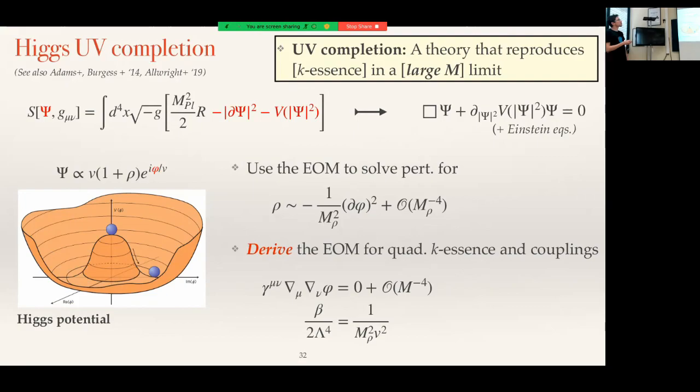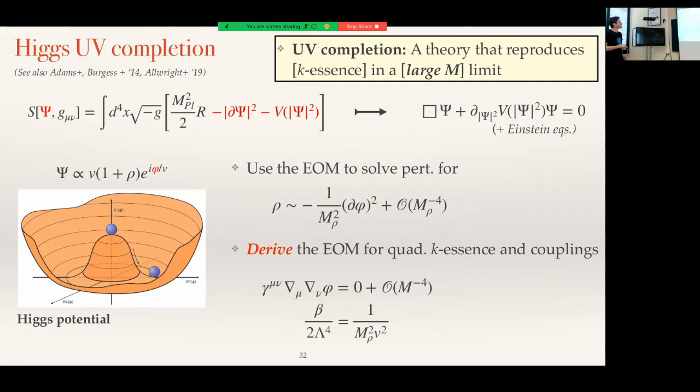Of course, you can take this action and compute the equation of motion, and for the scalar you just get the Klein-Gordon equation. However, if you expand around the minimum of this potential, separating into a phase mode going around the circle and the radial mode in the radial direction, you can identify the K-essence scalar with the phase mode. You can take the equations of motion and solve perturbatively for the radial motion, then insert them back and derive the equation of motion for K-essence, and also derive what the couplings are. So in this sense, the UV completion of K-essence is this Higgs theory in the limit of large m, where m is the mass of the radial mode, or the Higgs.